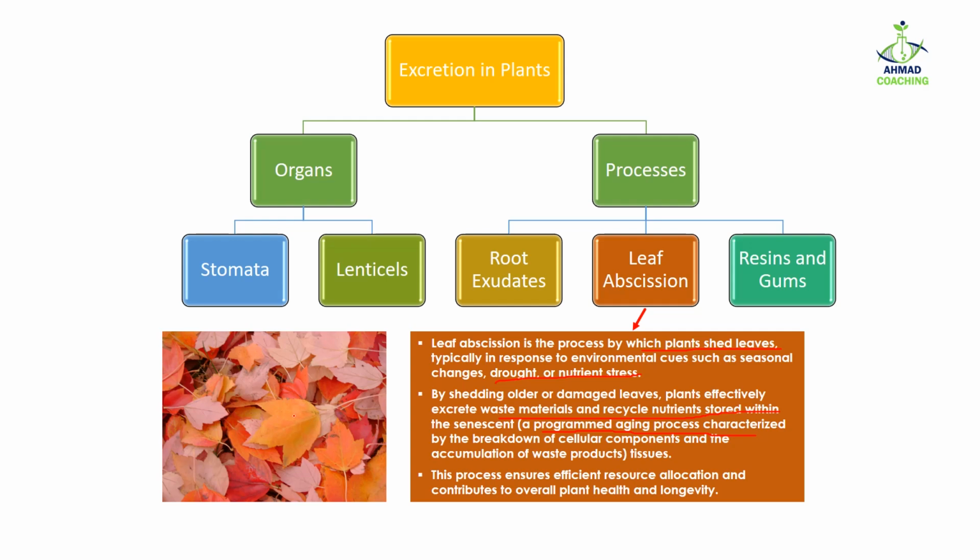And when the autumn comes, these leaves containing all the waste materials are removed out of the plant's body by the process of leaf abscission. This process ensures efficient resource allocation and contributes to the overall plant's health and longevity. So this is how the plants get rid of their waste material and protect themselves from any kind of damage or harm.